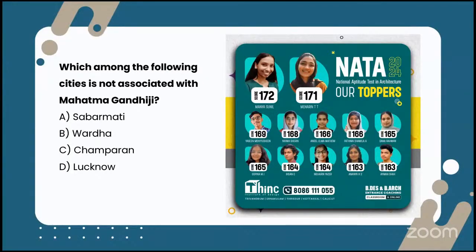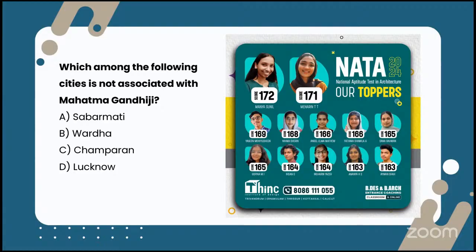Next one. Which among the following cities is not associated with Gandhiji, Mahatma Gandhi? We have four cities: Sabarmati, Wardha, Champaran, Lucknow. We'll see what the association is.